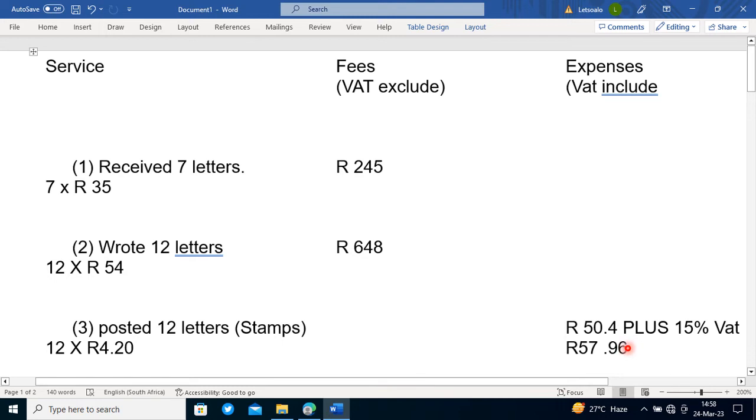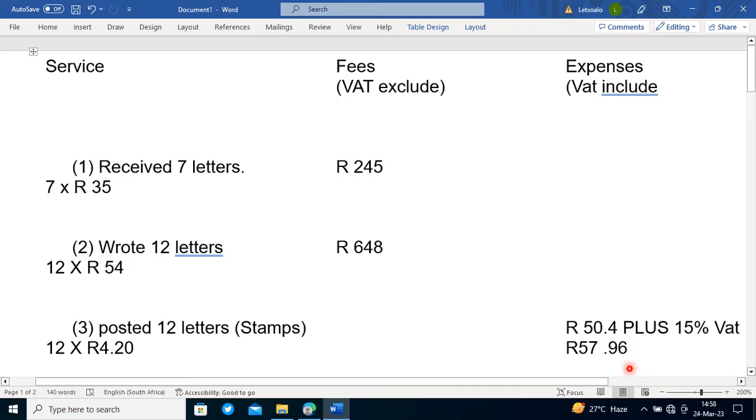Then just to save yourself a lot of time of saying 15 over 100 and what, you just say plus 50. We enter 50, and then after entering 15, enter the sign of percentage. Then it's going to give you 57 rand 96 cents. Which means that we're adding VAT. We are adding VAT.